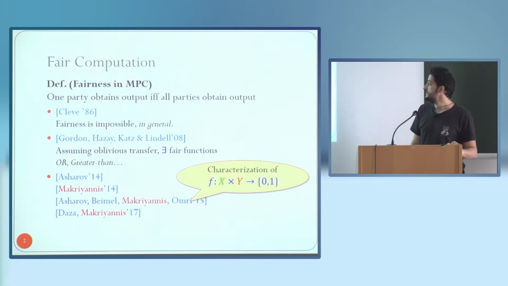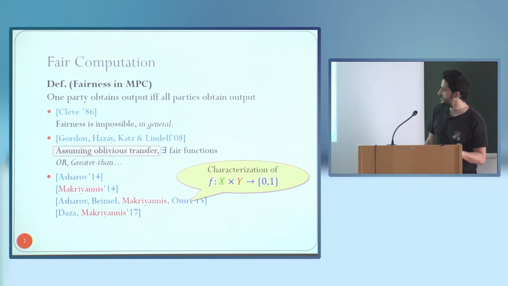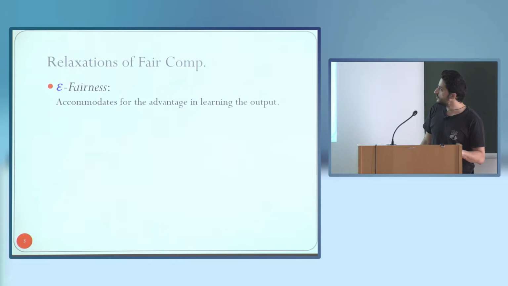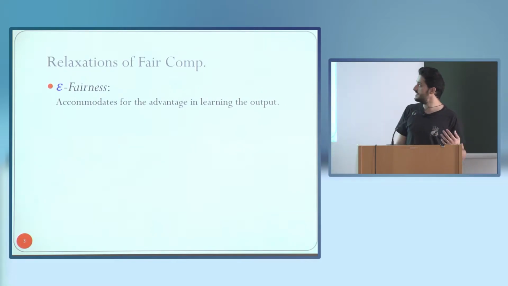Okay? So more generally, I just want to highlight from this slide that all of these works assume the existence of oblivious transfer or general secure multi-party computation with abort. So unfair computation is assumed for these works. Good. So more generally, we can try and quantify the advantage of a party in learning the output by some quantity epsilon.